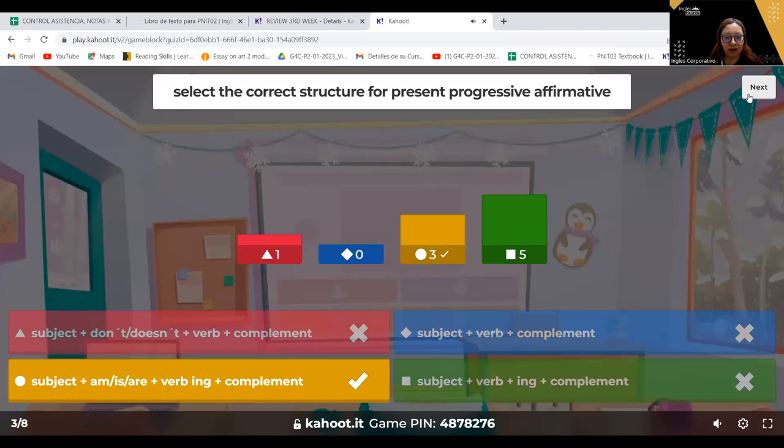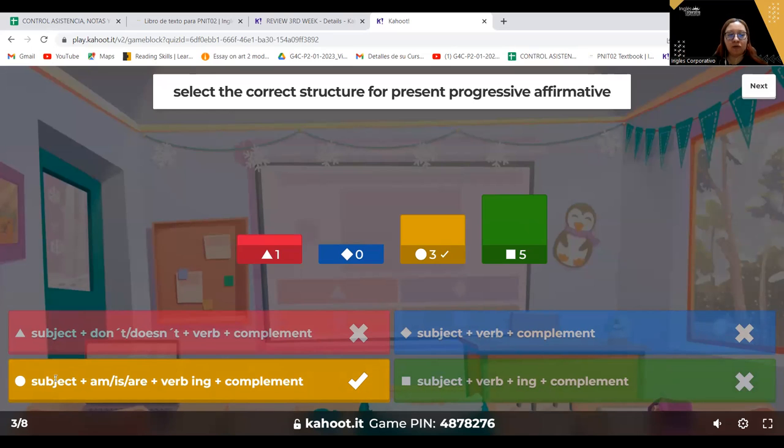All right. Se fueron solo por el ING, ¿verdad? Good. Por eso se los repasé antes de que iniciáramos el juego, lo vimos al inicio. Refrescando la memoria. No puede haber progresivo sin el verbo to be. Right? Solo sujeto, verbo con ing, doesn't exist. Tiene que ser sujeto, verbo to be, verbo con ing.